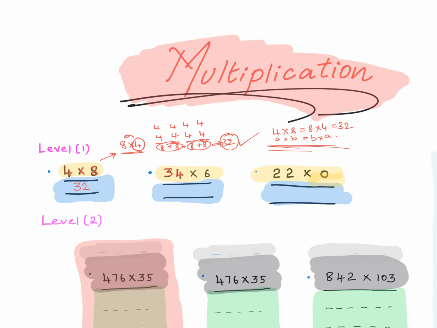34 times 6, right? So now can I write the 6 34 times? No. So the strategy is to be changed. So 6 times 4, right? So 6 fours. How many 6s do we need? 4. So 6, 6, 6, 6.